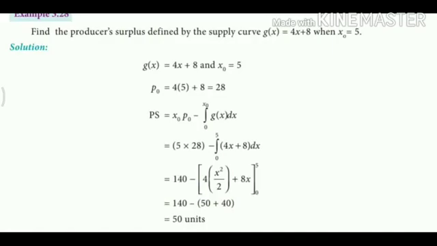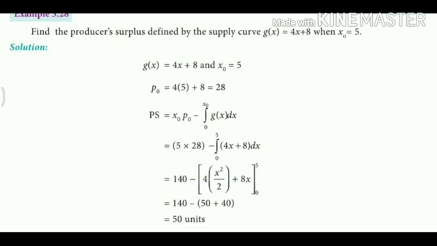So P naught we find by substituting the x value in g of x. That is 4 into 5 plus 8. We get P naught equal to 28. We know x naught, P naught and g of x, so we apply the formula: producer surplus equals x naught P naught minus the integral from 0 to x naught of g of x dx. Here x naught equals 5 and P naught equals 28, minus the integral from 0 to 5 of 4x plus 8 dx.